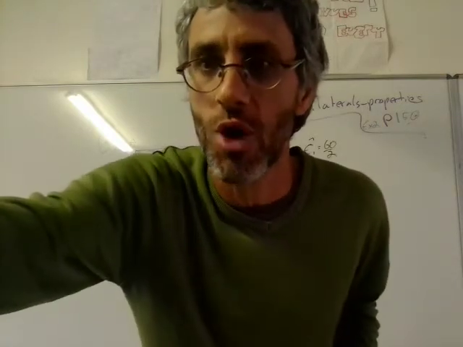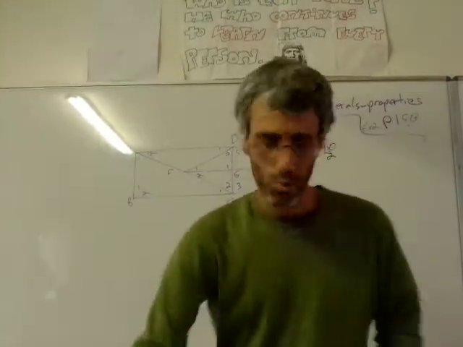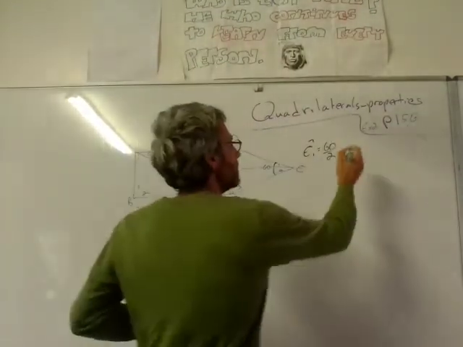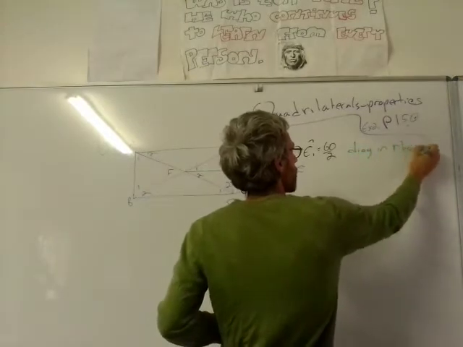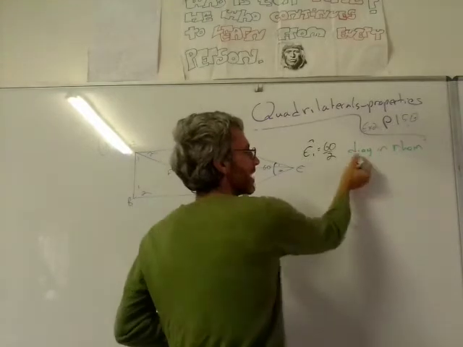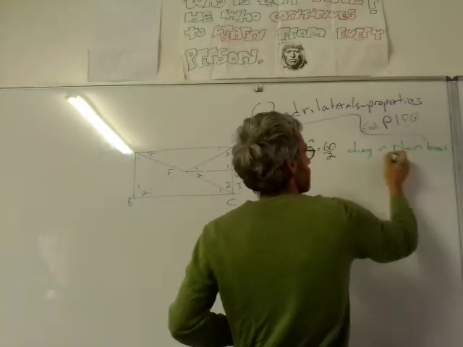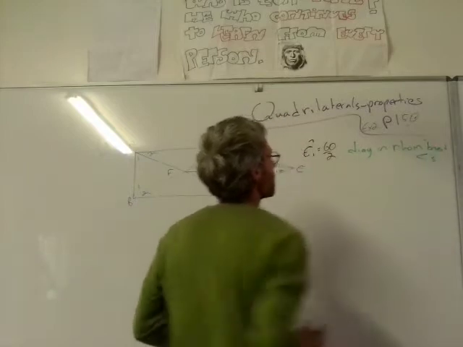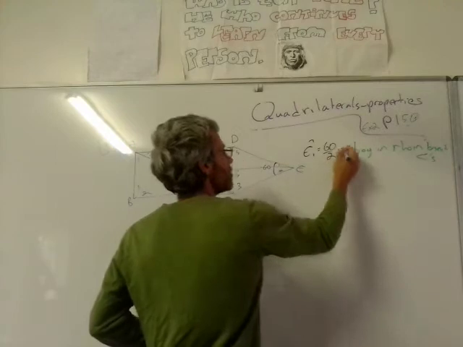Let me just make sure I use the right wording. So we've got to write down: diagonals in rhombus, R-H-O-M-B-U-S. So diagonals in rhombus bisect angles, just to be on the safe side. So it's equal to 30. So that's the first thing.